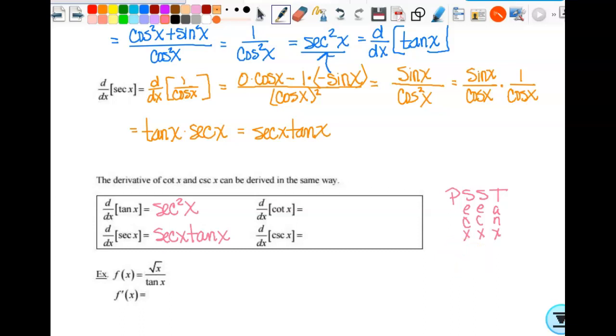Now, what do we know about the derivative of all of the cofunctions? They're negative. Okay? So if you can get these two, yes, we could derive these. We're not going to. But both of these are going to be negative because it has a cosine, and cosine is negative, right? Tangent goes with cotangent. So secant squared, this is cosecant squared. And then this is secant x tangent x, so this is cosecant x cotangent x.